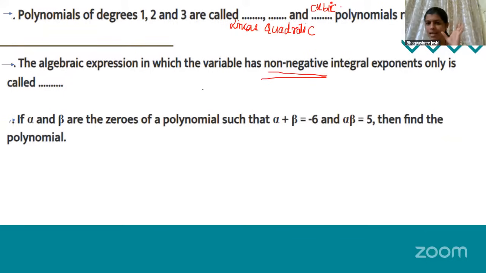Next, the algebraic expression in which the variable has non-negative integral exponents only. See, here they have mentioned non-negative. Non-negative means it is positive exponents. If so, then we call it a polynomial. Non-negative, then that is a polynomial.